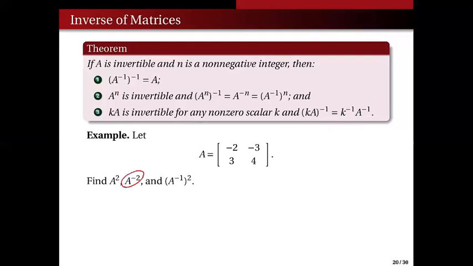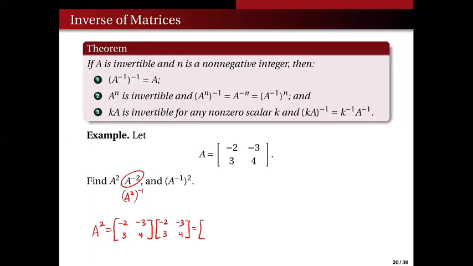maybe let's try to solve it this way. You have A squared inverse, okay? And then we verify that A squared inverse is the same as A inverse squared, okay? So first, let's have A squared. This is negative 2, negative 3, 3, 4. You multiply it with itself. Negative 2, negative 3, 3, 4.